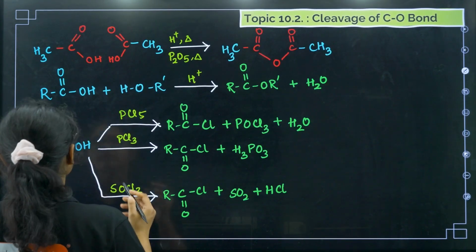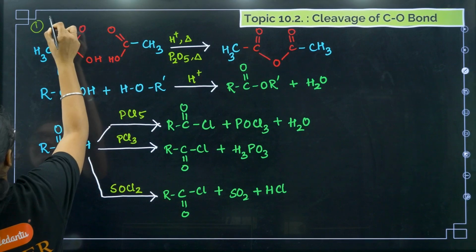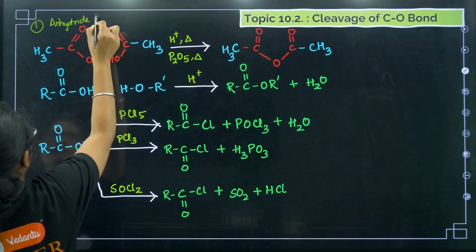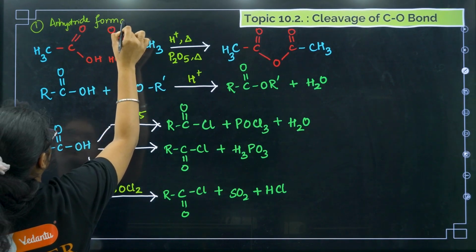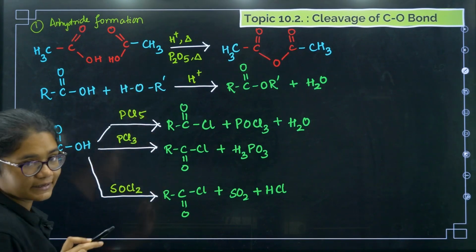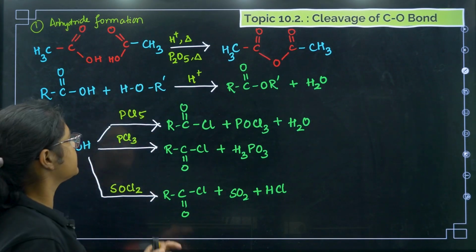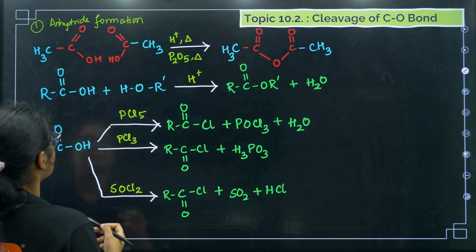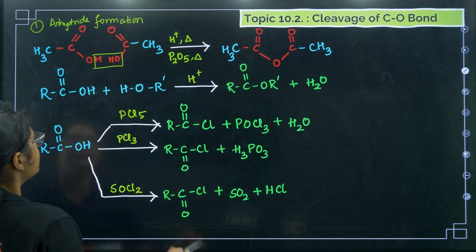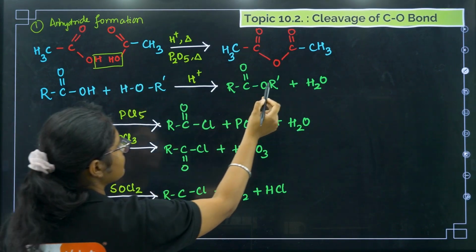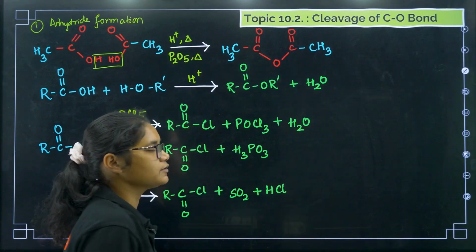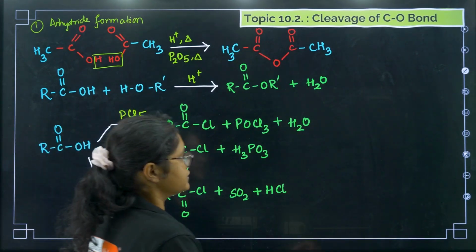So, the first reaction is your anhydride formation. You can see these 2 carboxylic acids are reacting. Anhydride formation happens with the removal of water. So, what happens here? This H2O is removed. Now, this oxygen and this carbon form a bond to give you this one. So, this is your first reaction, that is anhydride formation.